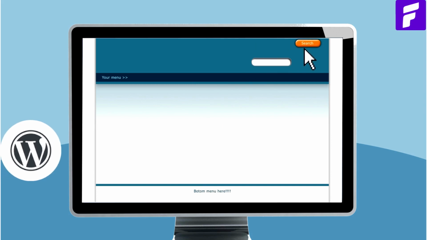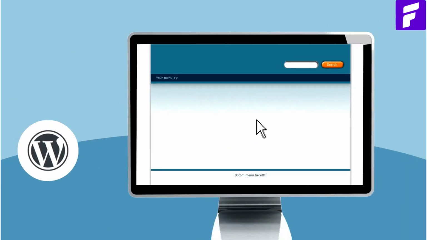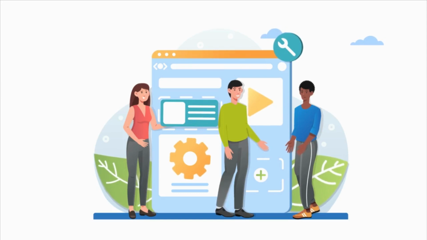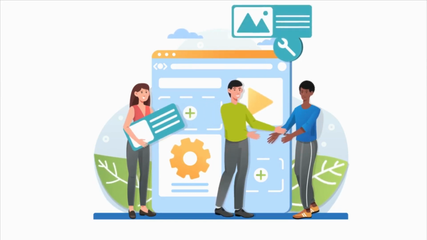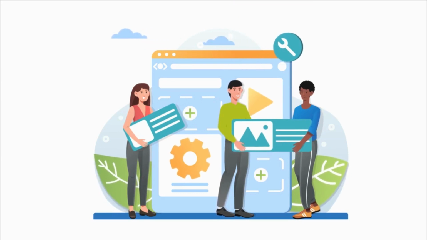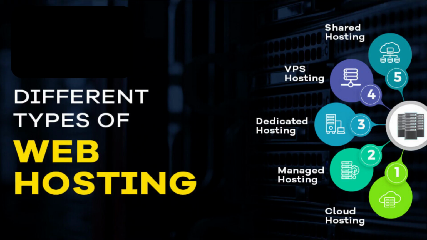Here is a step-by-step guide for creating a website using WordPress. Choose a hosting provider. The first step in creating a website with WordPress is to choose a hosting provider. There are many options available, including shared hosting, dedicated hosting, and managed WordPress hosting. Choose a provider that fits your budget and provides the level of support you need.